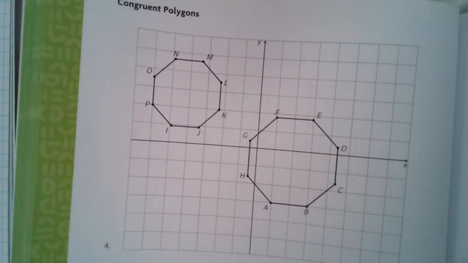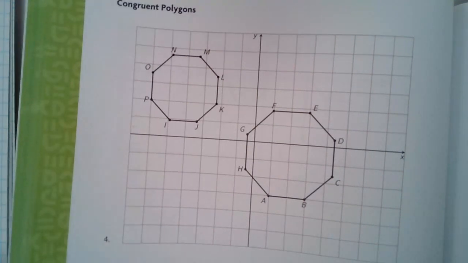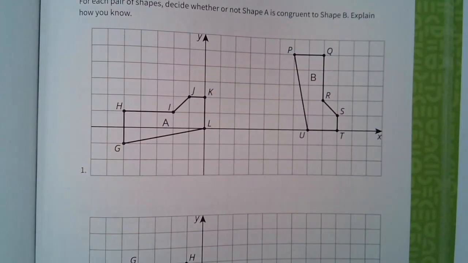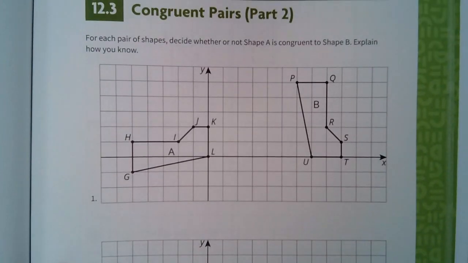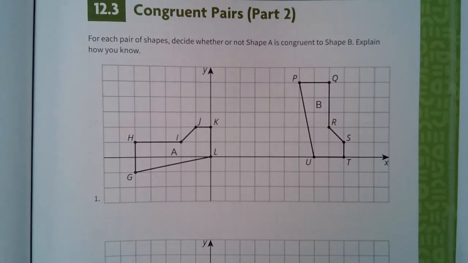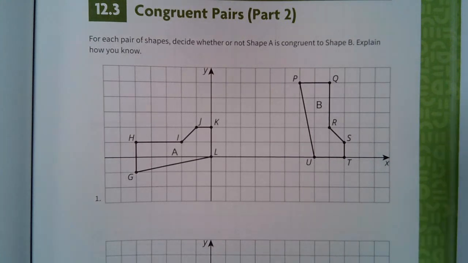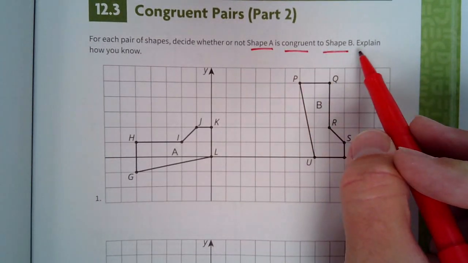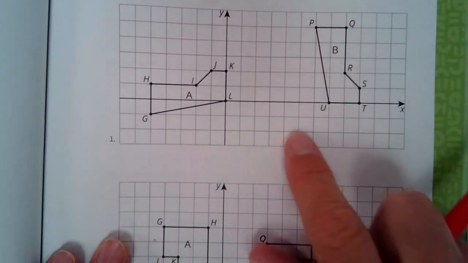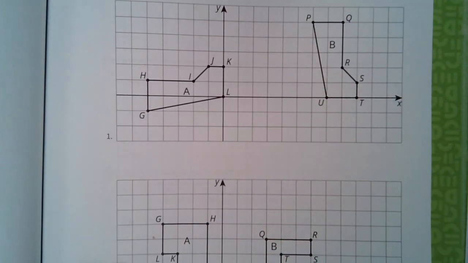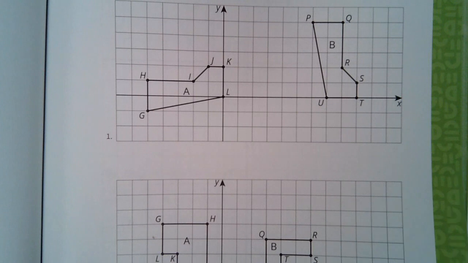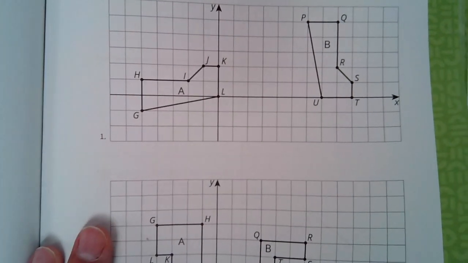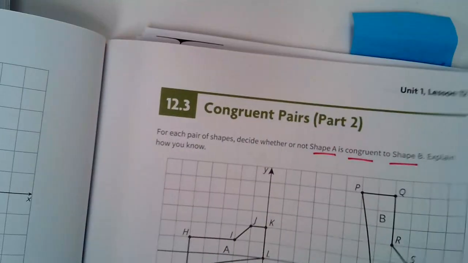And that one's pretty obvious. I don't even know why they put that one in the book. It's obviously not congruent because one is larger than the other. And then top of page 103, it says for each pair of shapes, decide whether or not shape A is congruent to shape B and explain how you know. Some of these might be a little bit easier to trace and see if they are congruent. I'll let you decide if that's necessary or not. There's several pages of that.